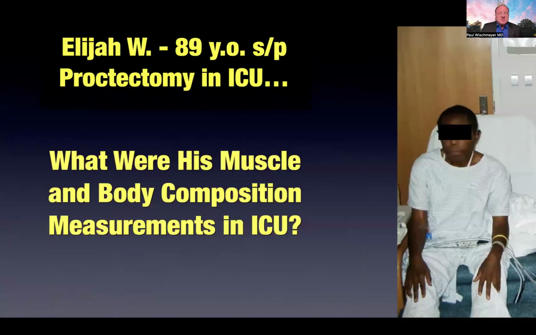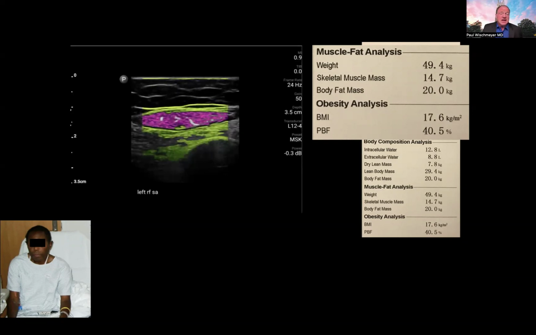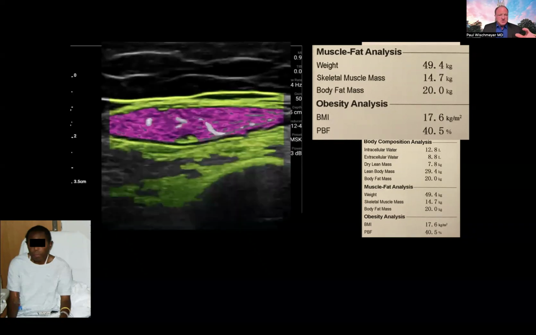So Elijah was in the ICU and we actually were able to measure, of course, his muscle and body composition. And so we were able to learn a lot. It's the BIA analysis. So you can see that he had very little muscle mass and quite a bit of body fat. This was his muscle sound analysis. So you can see his muscle was quite small and his mass was quite low. And there's a lot of subcutaneous fat, despite the fact that he's malnourished and actually quite thin appearing. There was still a fair bit of fat that made up his tissues and very little muscle in his leg.